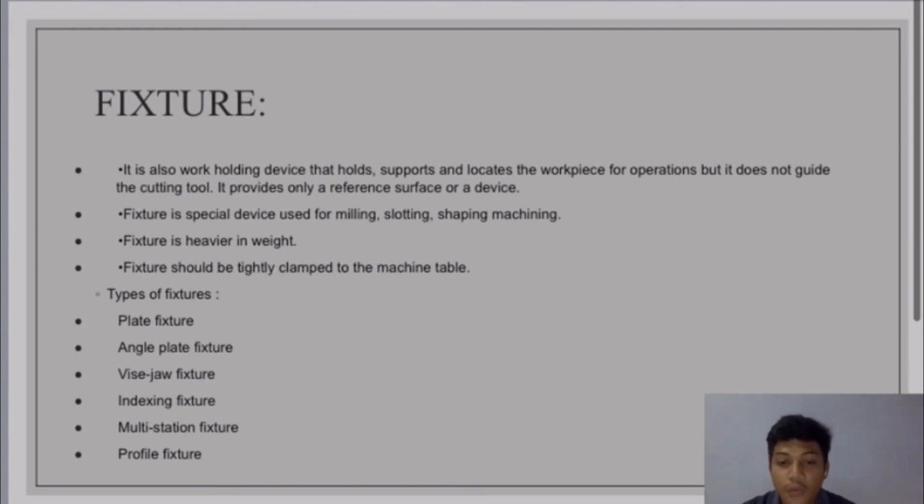Types of fixture. First, plate fixture. Second, angle plate fixture. Third, vice jaw fixture. Fourth, indexing fixture. Fifth, multi-station fixture. And lastly, profile fixture.